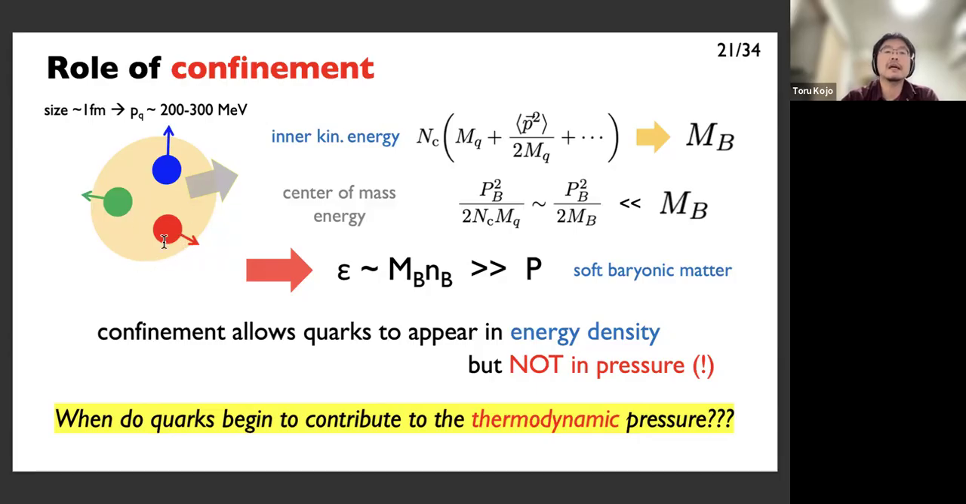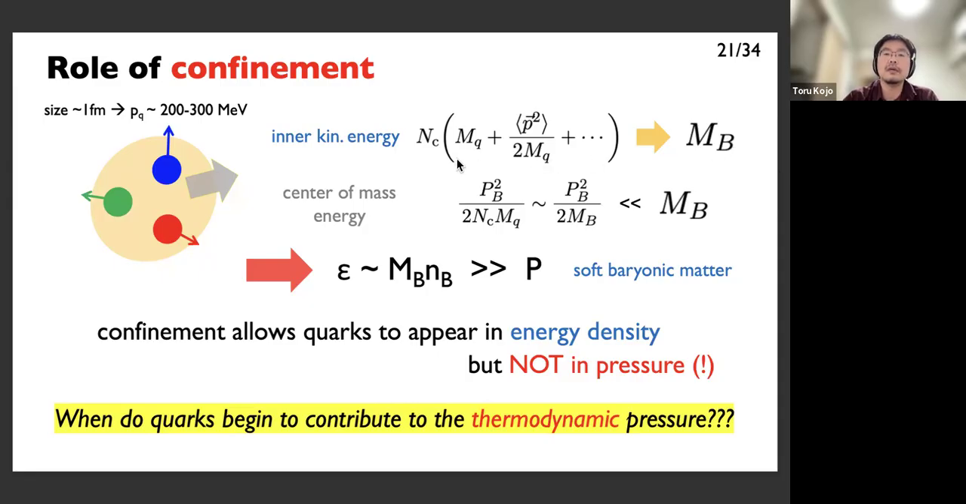But when we look at the quark inside of baryonic matter, since quarks are confined within some small domain of size scale of order 1 Fermi, the kinetic energy or momentum of a quark is relatively high, of order 200 to 300 MeV. So quarks can move relativistically. But this large kinetic energy and large mechanical pressure inside of baryons actually do not contribute to the thermodynamic pressure. So quark kinetic energy is basically absorbed into the mass of the baryon. Okay, so it does not leak out as a pressure.